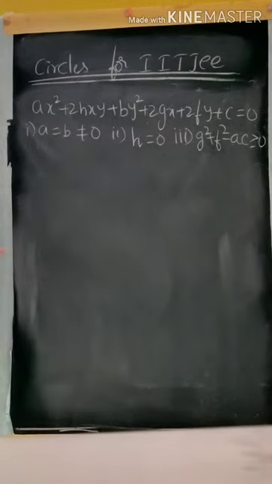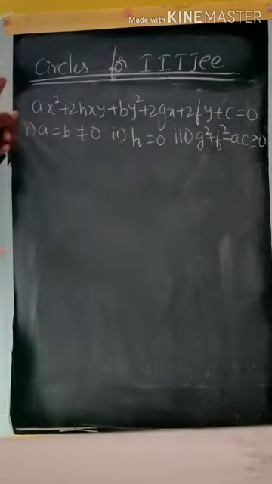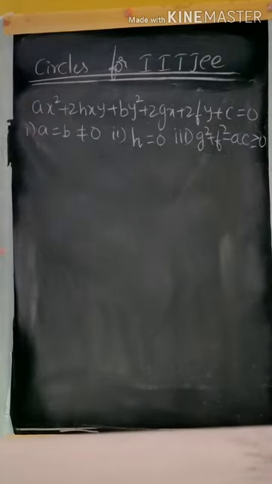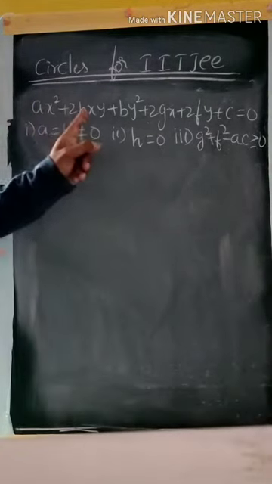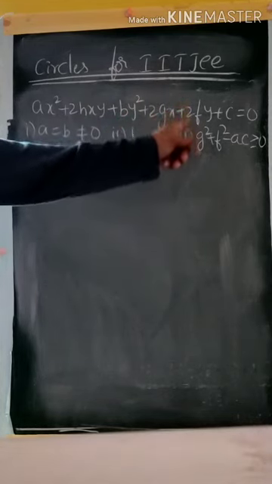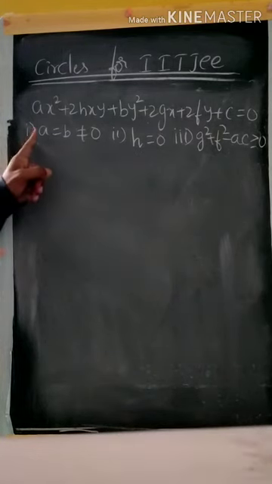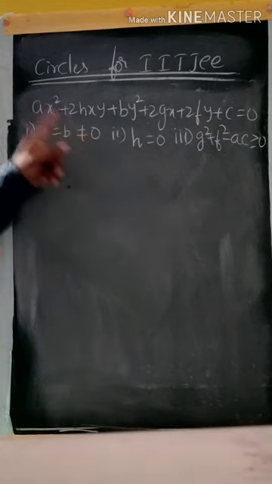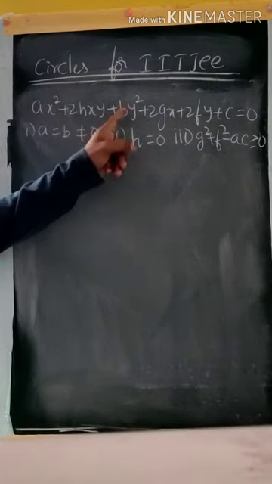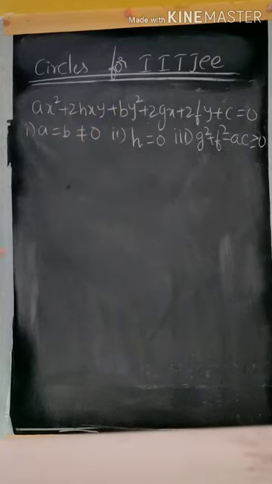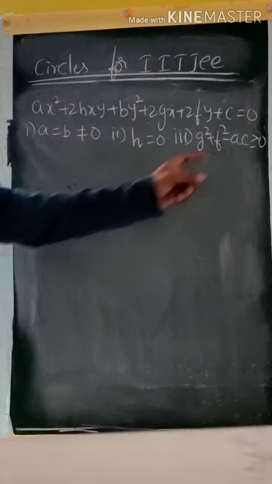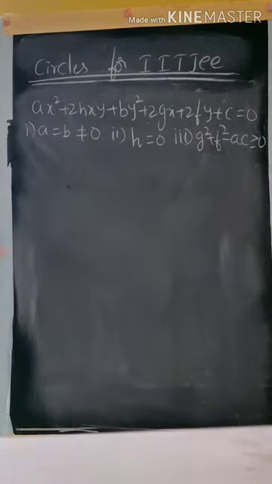Now we are going to the third concept. The conditions for the general second degree equation ax² + 2hxy + by² + 2gx + 2fy + c = 0 to represent a real circle are: a = b ≠ 0, that means coefficient of x² equals coefficient of y² and is not 0; h = 0, that means coefficient of xy is 0; and third, g² + f² − ac ≥ 0.